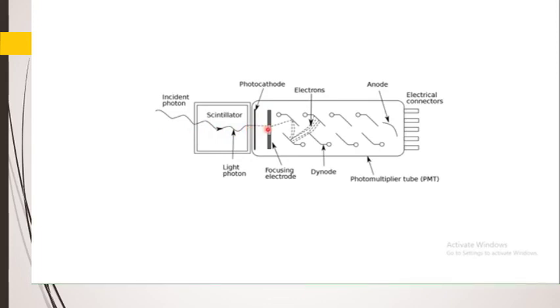Those electrons go through successive dynodes and ultimately reach the end anode. And there is an analog to digital converter which converts these signals, digitalizing the signal, and thereby the image is reconstructed point by point.